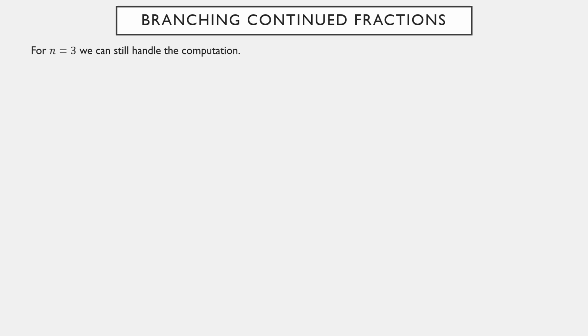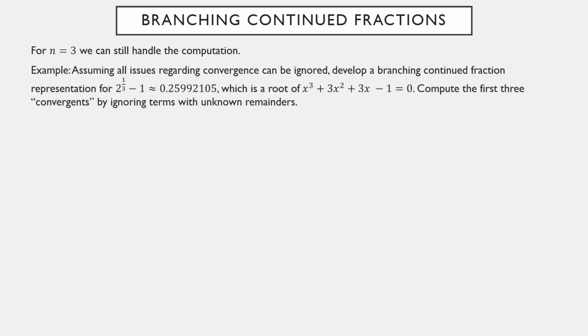For n equals 3, the computation is still kind of doable. As an example, assuming convergence is not an issue, develop a branching continued fraction representation for the cube root of 2 minus 1. Now with a calculator, this is about 0.2599. This happens to be a root of the polynomial x cubed plus 3x squared plus 3x minus 1 equals 0. Compute the first three convergents, in giant air quotes, by just ignoring terms with unknown remainders.